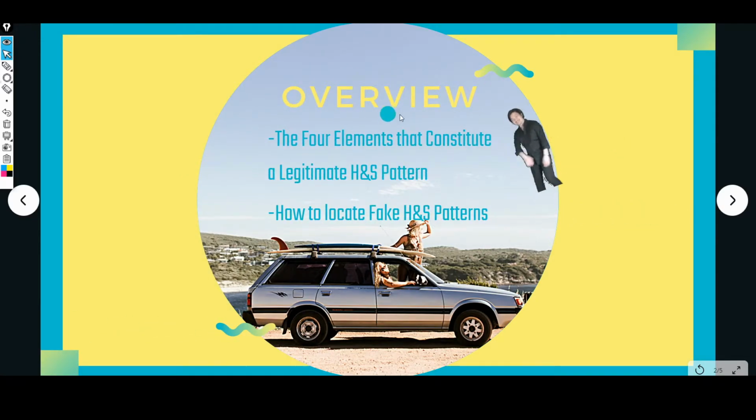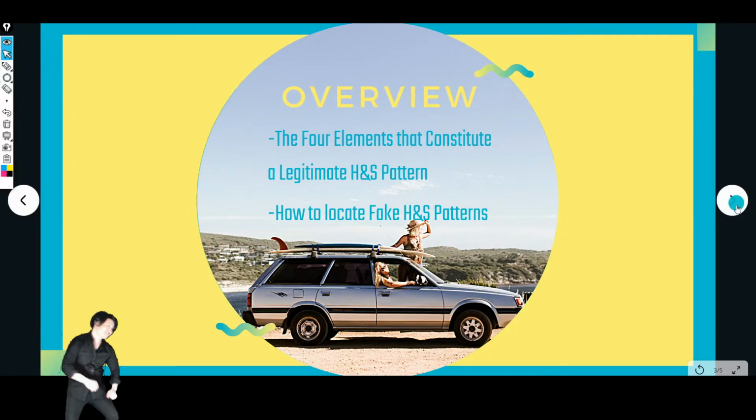Okay, so here's a lesson overview. First, I'll be explaining the 4 elements that constitute a legitimate H&S pattern. And then, I'll go on to explain how to locate fake H&S patterns. And I'll be demonstrating both of these on a chart. Alright, let's get going.